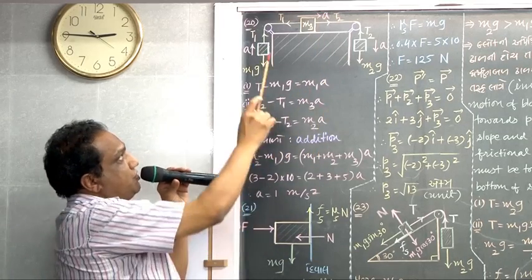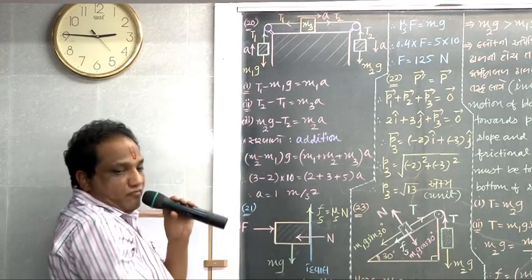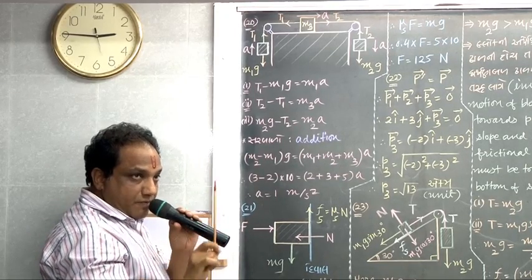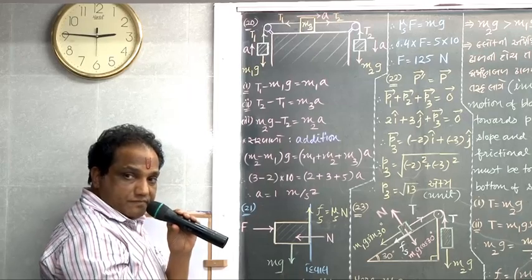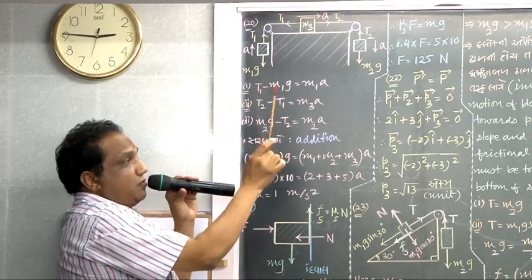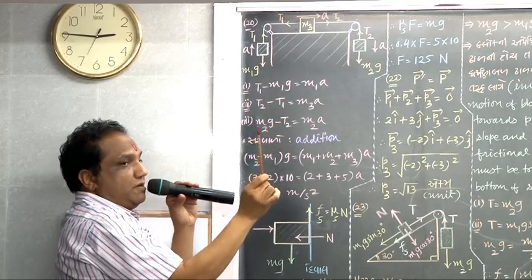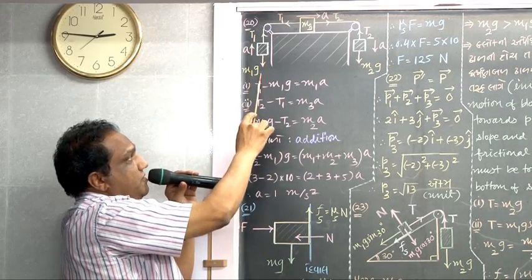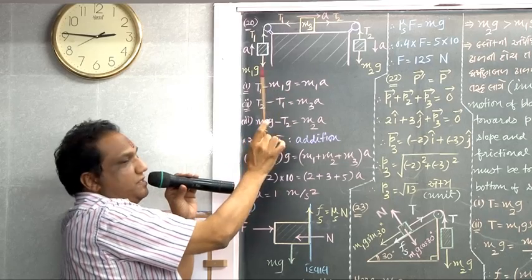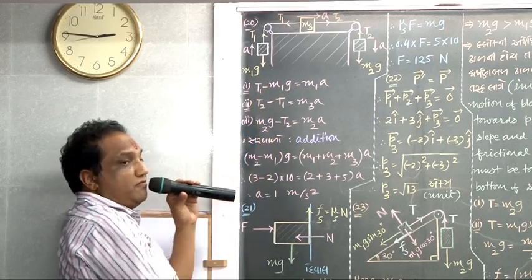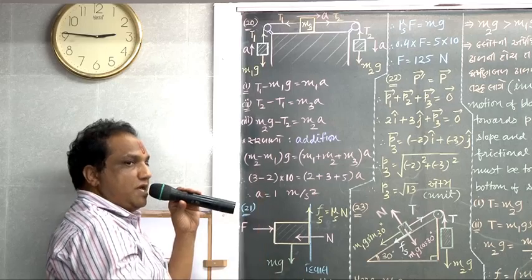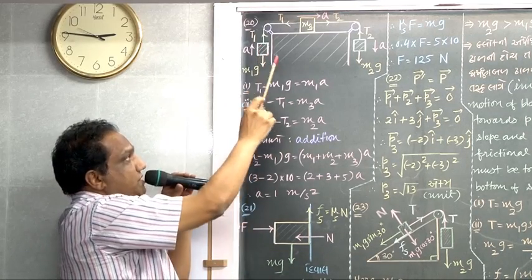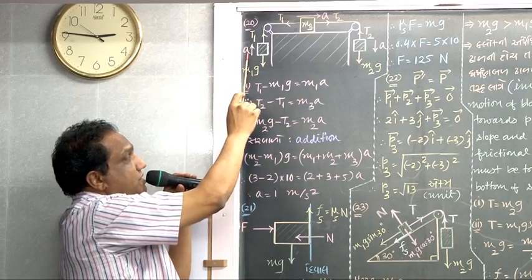Now write equation of motion for this block. Where is this block moving? In upper direction. So in upper direction, force must be bigger. And you know how to get resultant force? Bigger minus smaller. T1 minus m1g. Bigger minus smaller force will give you resultant force. And resultant force is mass into acceleration. This mass is m1, acceleration is a.